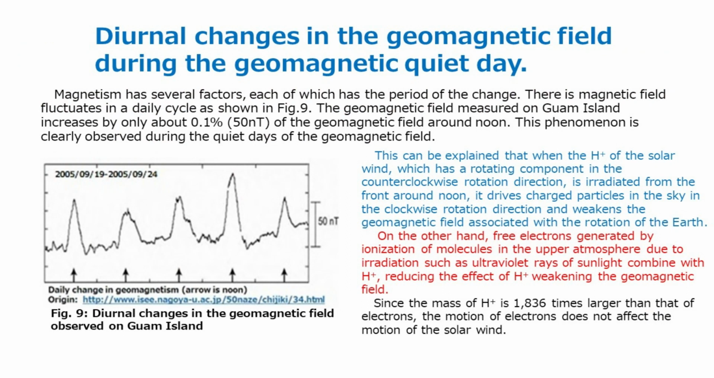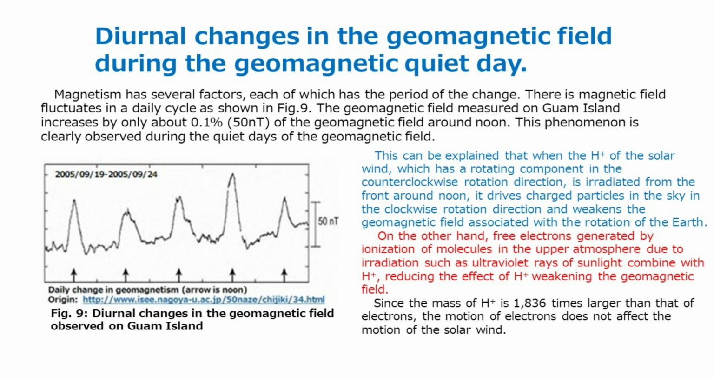Diurnal changes in the geomagnetic field during the geomagnetic quiet day. Magnetism has several factors, each of which has its period of change. There is a magnetic field that fluctuates in a daily cycle as shown in Figure 9. The geomagnetic field measured on Guam Island increases by only about 0.1%, 50 nanotesla, around noon. This phenomenon is clearly observed during the quiet days of the geomagnetic field.